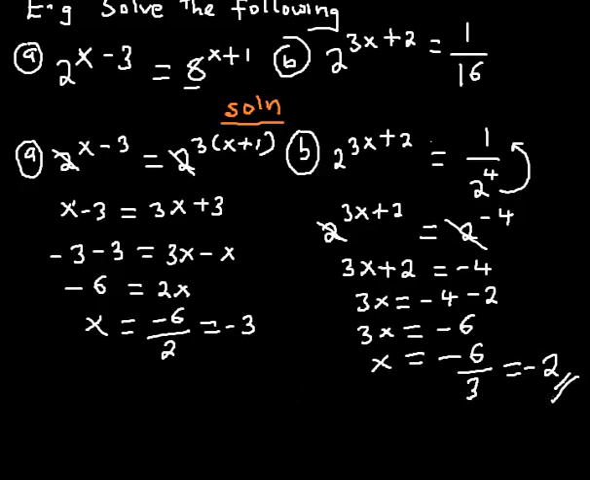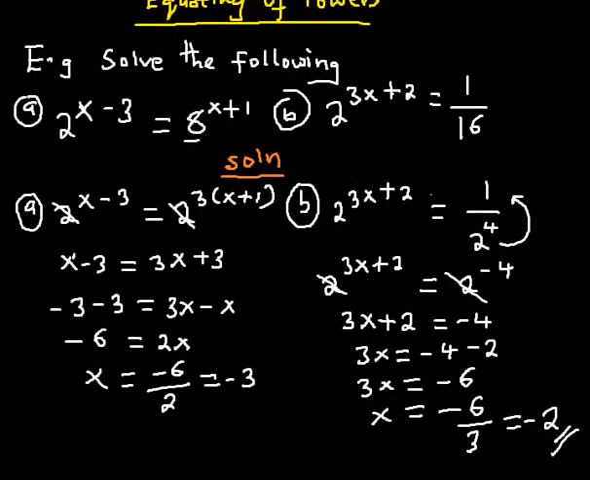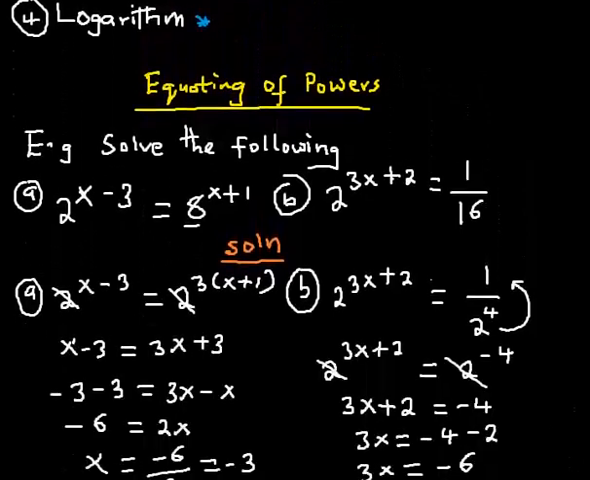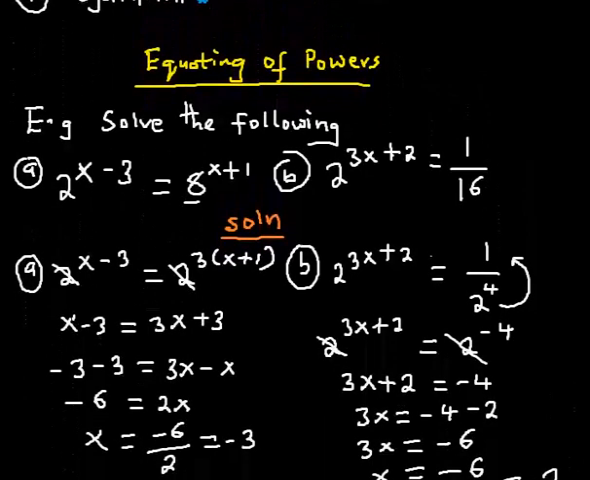So that is the method of equating powers. Once you're able to express the indices so that both sides of the equation have the same base, then you can equate the powers. Now let's go to the second method, which is of course the substitution method.